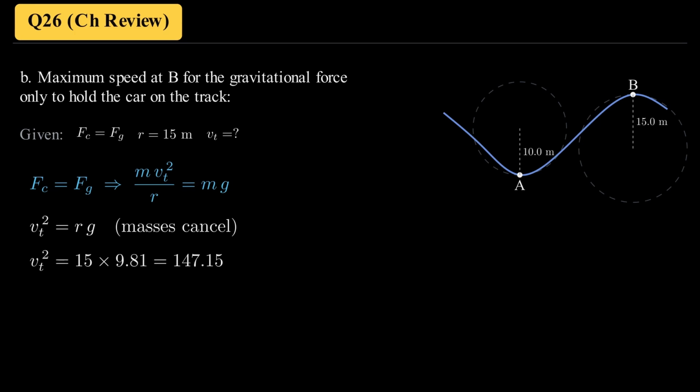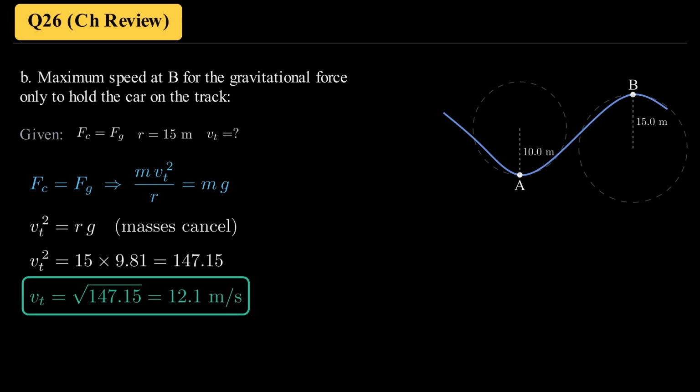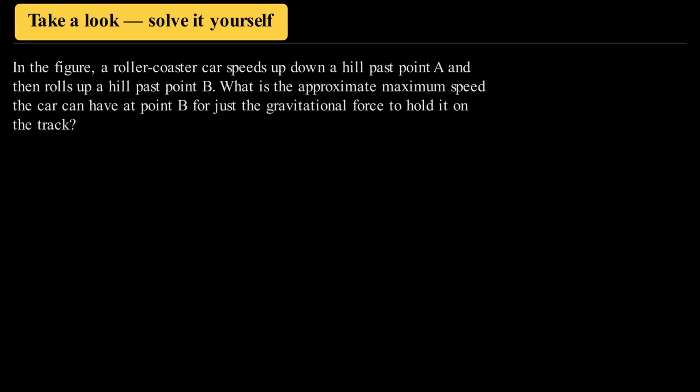Now just simply plug in the values you have. Vt squared is going to be 15 times 9.81. That is going to be 147.15. But don't forget to take the square root. So that is going to be 12.1 meter per second. Now take a look at this question, and it is similar to the one we solved before.